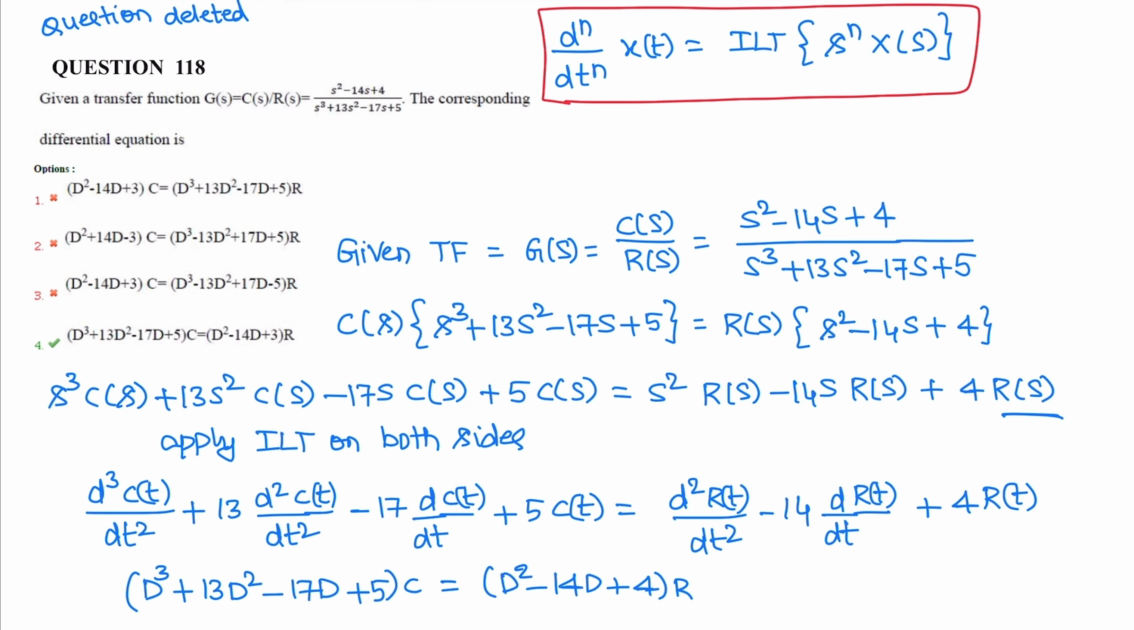Okay. So using this, s³ can be represented as d³/dt³ of c(t), plus 13s², where s² can be represented as d²/dt² of c(t), 17s as d/dt of c(t), and 5 stays as it is. And then s² as d²r/dt², minus 14s as minus 14 dr(t)/dt, and 4 r(t).